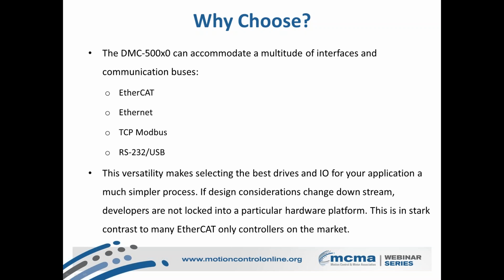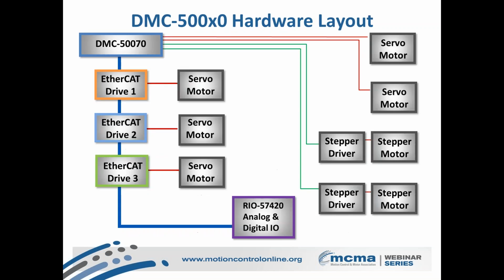In addition, it gives you the maximum amount of choice for what to use in your application, as we all know design considerations can change later on down the line. If the budget was originally written for EtherCAT, but later on has been cut for some reason, analog drives are going to be easy to roll in because buying a 50000 does not automatically lock you into either EtherCAT or analog systems. So here's an example of a 50000 being used in mixed mode.